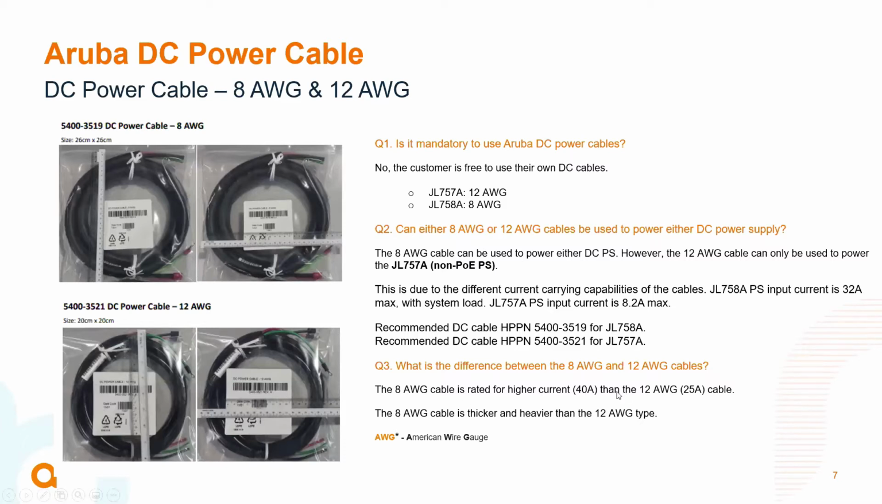The conditions are written here: why you have to buy the 8 AWG when you are buying the power cable, and how you can identify them. What is the difference between an 8 AWG and a 12 AWG cable?